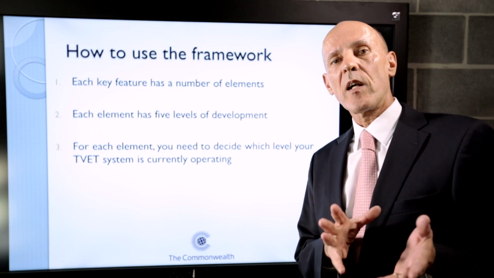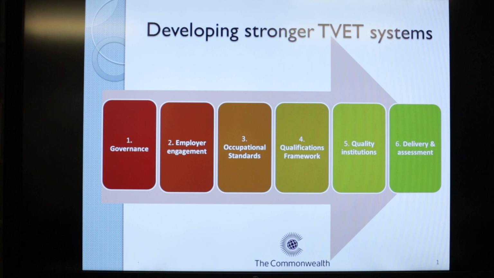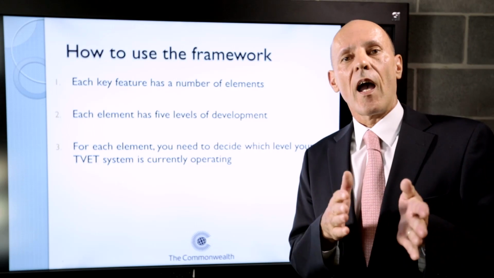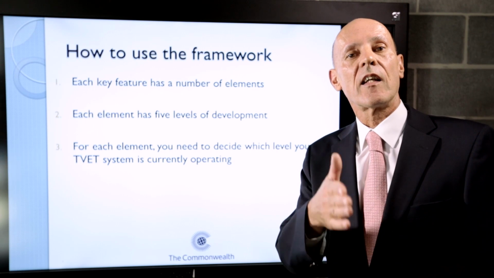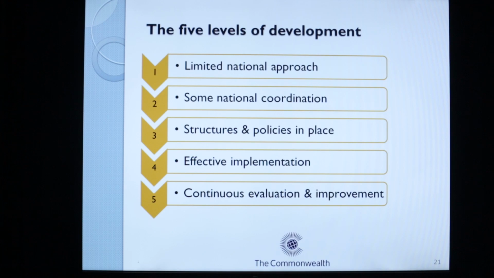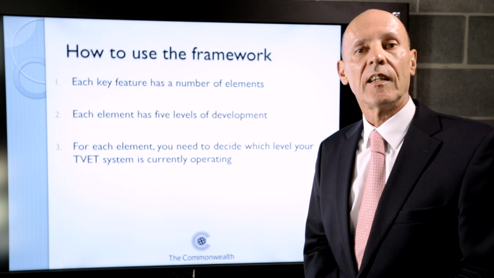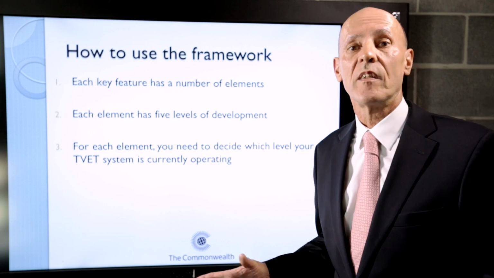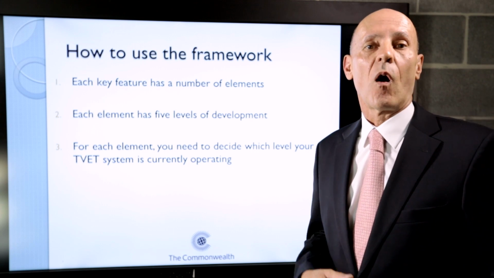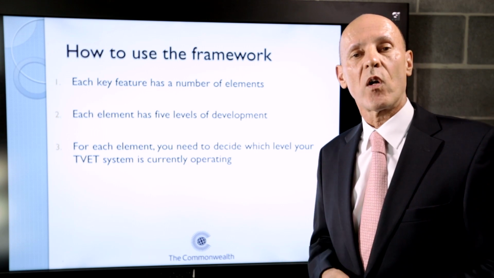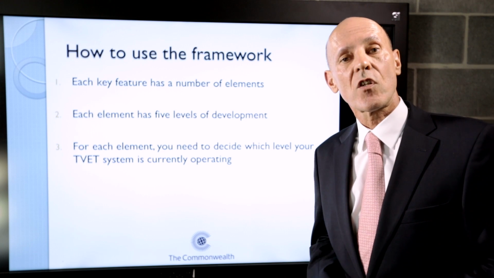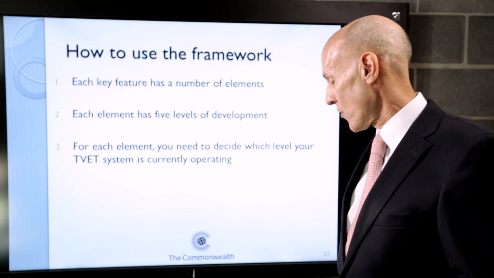As we explained in previous clips, there are 6 key features and each key feature has a number of elements. Each of those elements is then given 5 stages of development or levels of development. So for each element you need to establish where you think your system is currently operating. Is it at level 1 with no national development whatsoever? Or is it right up the top, everything's working, the policies are in place and there's continuous improvement and evaluation?